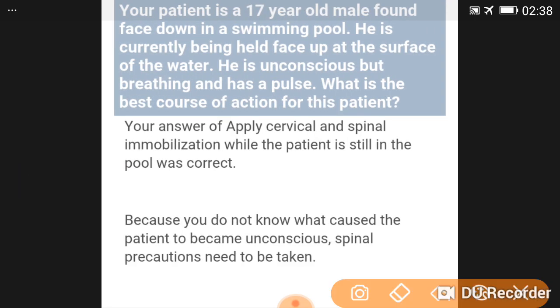A 17-year-old male is found face down in a swimming pool. He is currently being held face up at the surface of the water. He is unconscious but breathing and has a pulse. What is the best course of management?